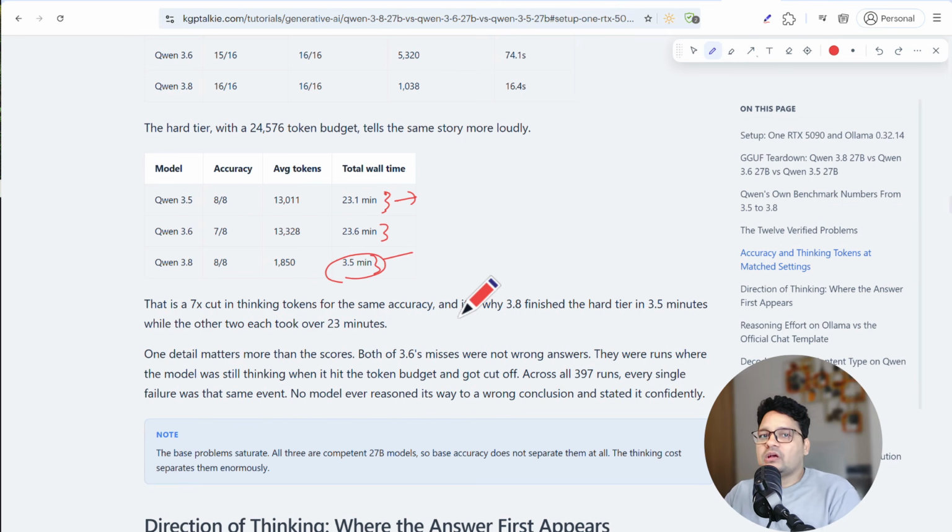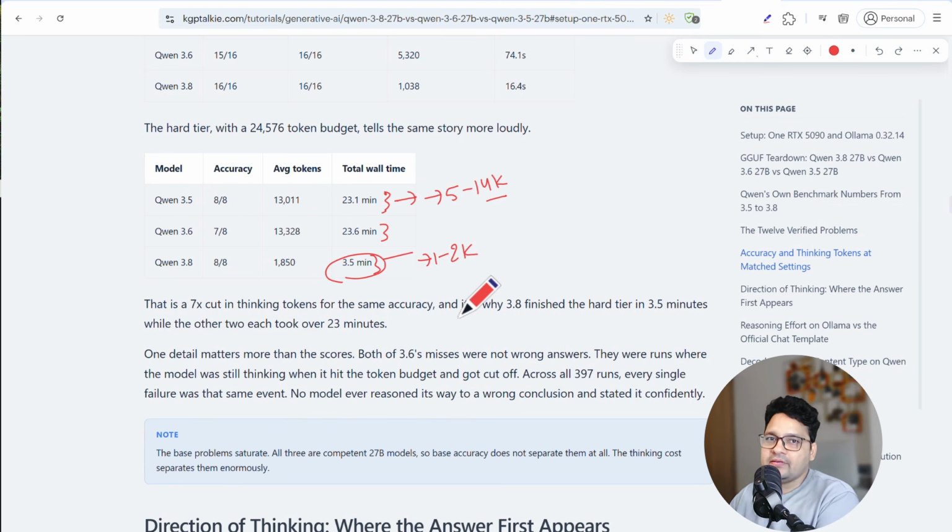Okay, so now the question comes here, what are the reasons? One reason we have already seen, the token reason. It was taking like 1 to 2k tokens only, whereas they were taking like 5 to 14k tokens. That means the number of tokens is high here. Apart from that, what are the other differences?